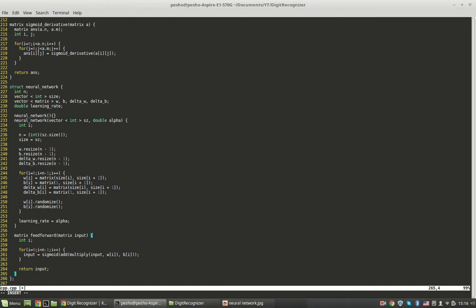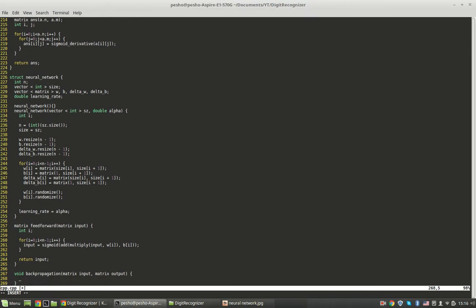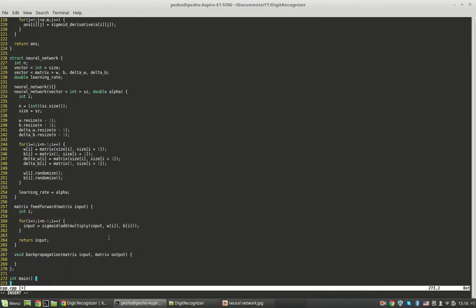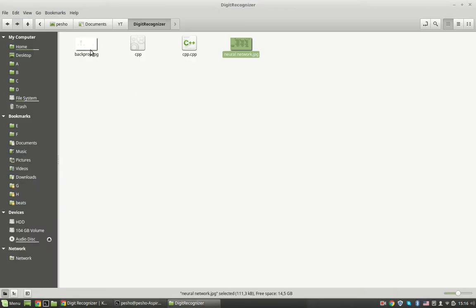Now let's go to the backpropagation, which will be the most fun part. I'm going to explain briefly how this works. So I assume you have already read some stuff about it, but maybe it's not perfectly clear. So let's take a look at this.